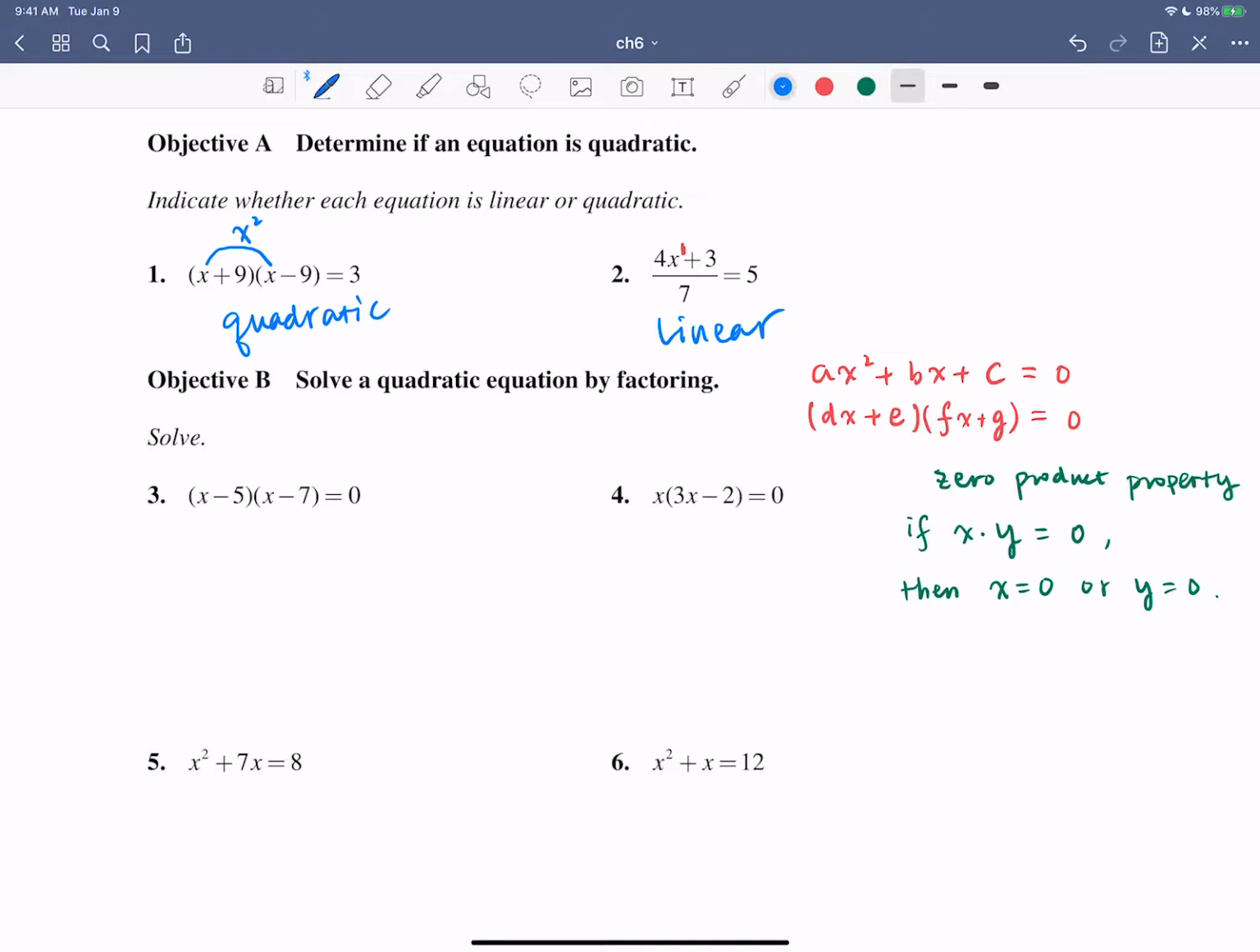Number 3, x minus 5 times x minus 7 equals 0. This is basically two factors multiplying to get 0. According to our zero product property, each one of them could be 0. So x minus 5 could be 0 or x minus 7 could be 0. Now we have two linear equations we can solve very easily. It's just a one-step equation. Plus 5 on both sides, plus 7 on both sides, and we obtain x is 5 or x is 7.